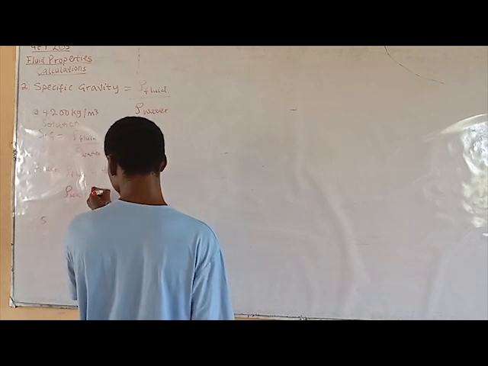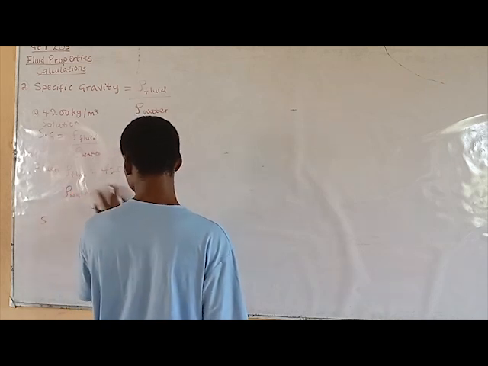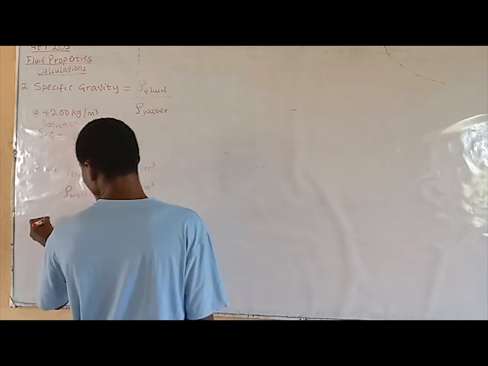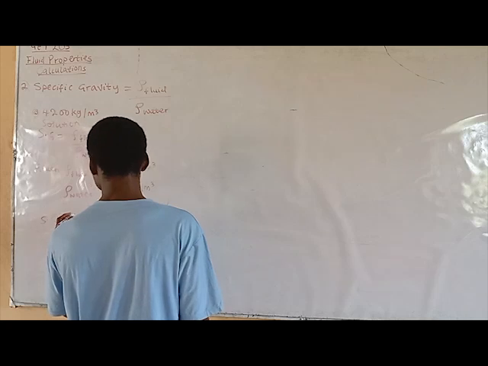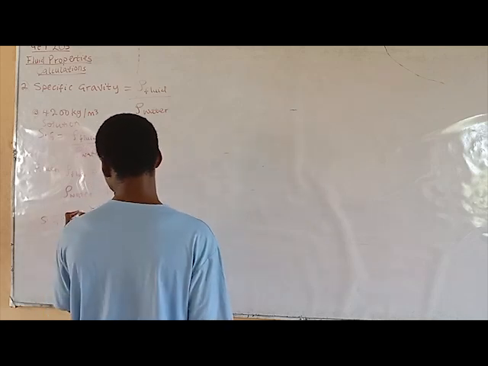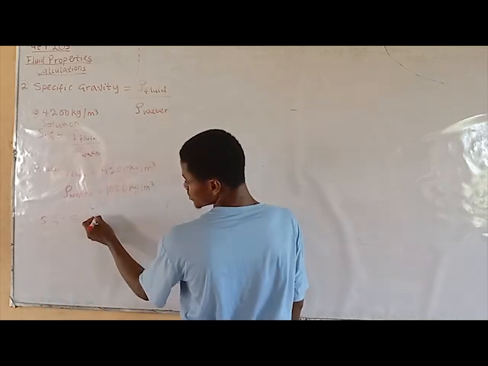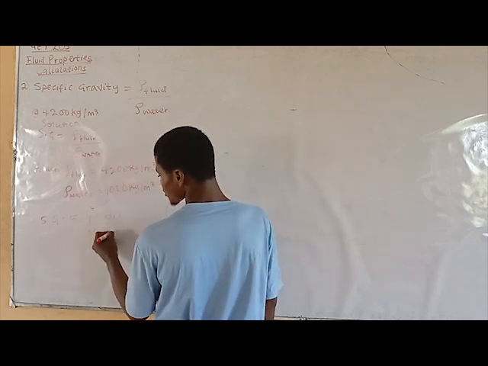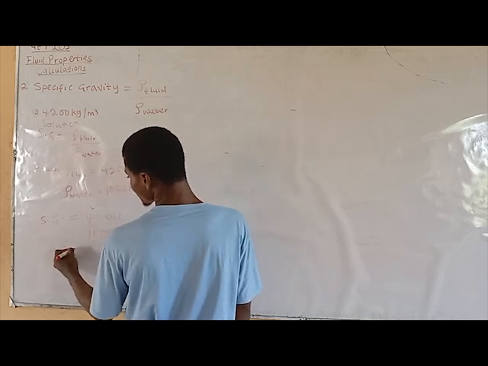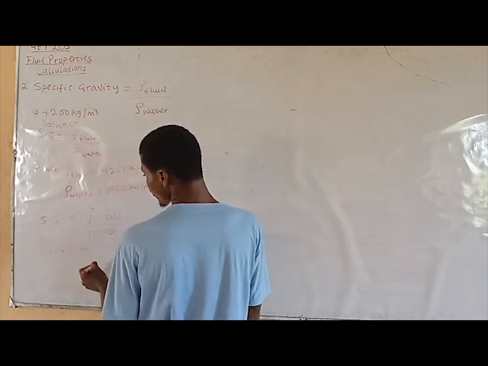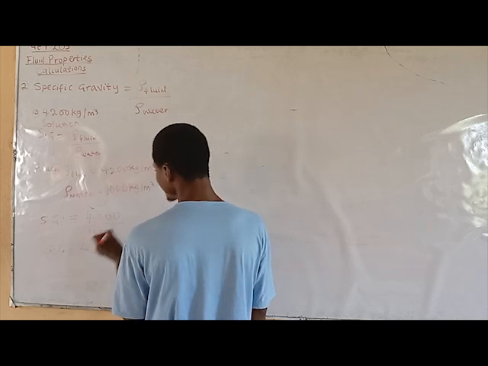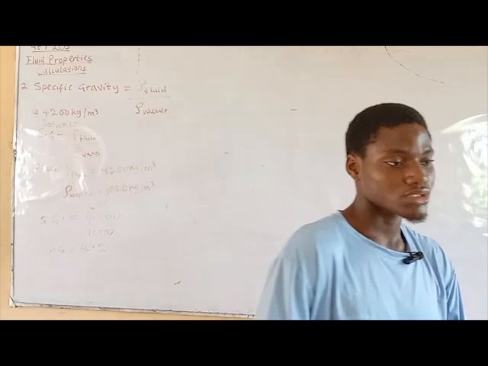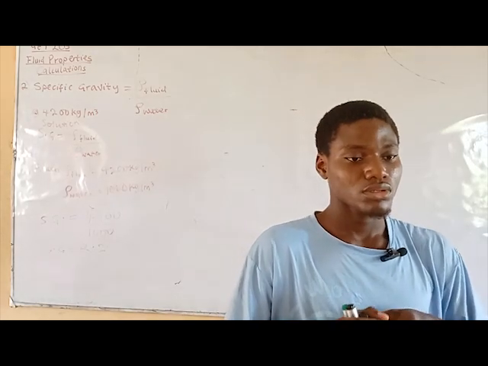So the specific gravity of the fluid equals 4,200 divided by 1,000. So SG equals 4.2. No unit, it is a dimensionless quantity. It does not have any unit.